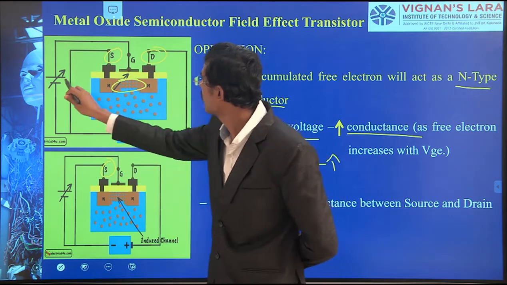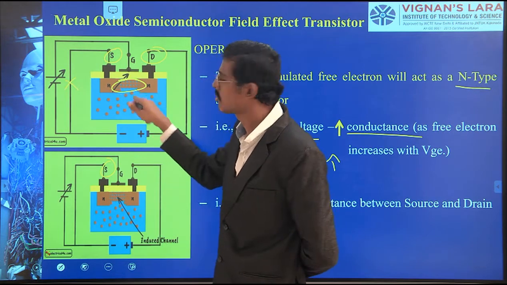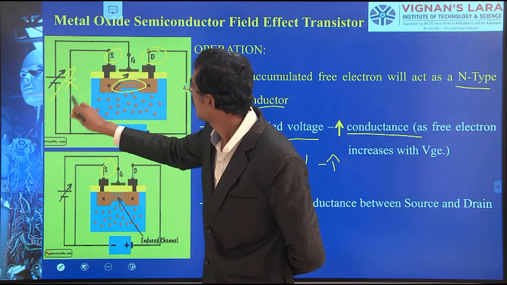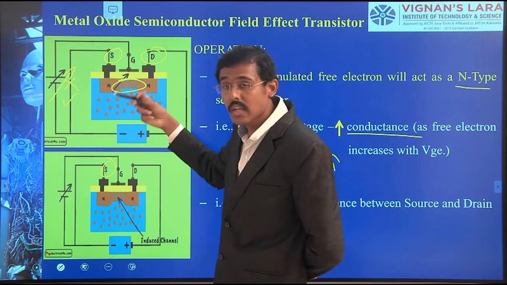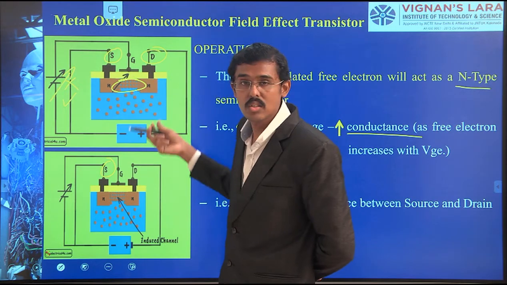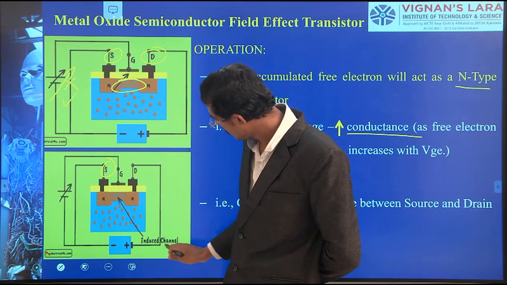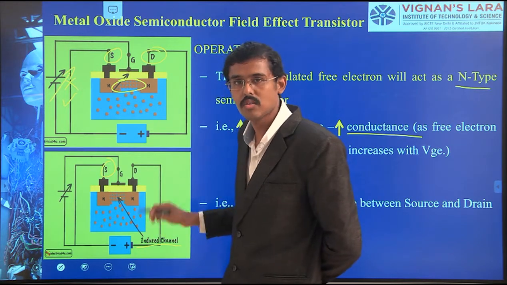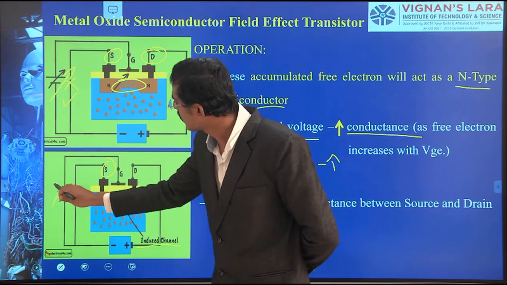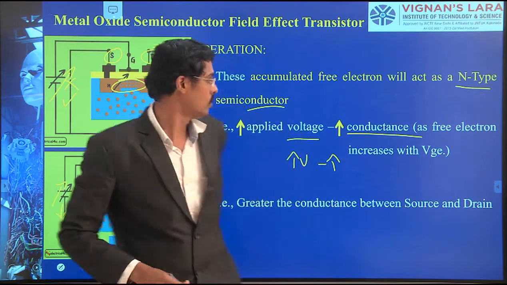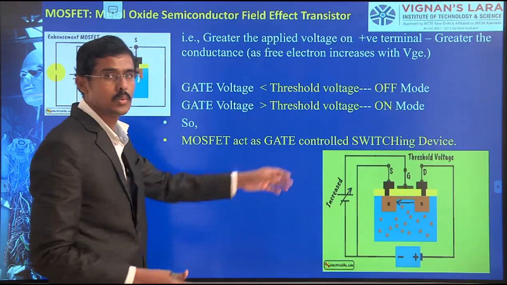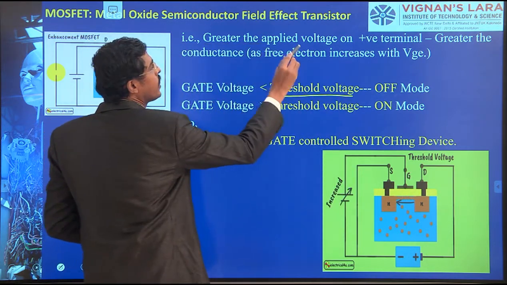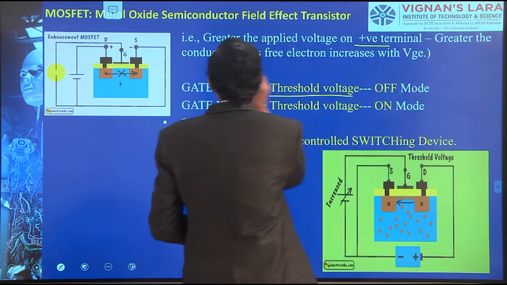Now I am reducing this. It is terminated, no conduction. I am increasing this, and the channel is induced. That is what I have written here. This is an induced channel. If it is induced, current goes. If it is not induced, it won't go. It depends on increasing or decreasing the voltage. That is what I have simply mentioned as the threshold voltage here. The greater the applied voltage on the positive terminal, the greater the conductance.